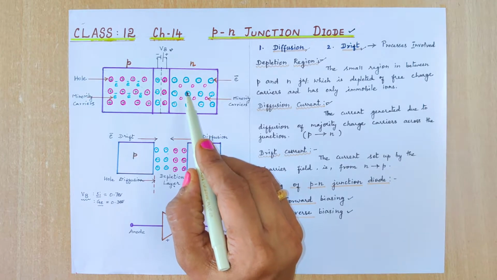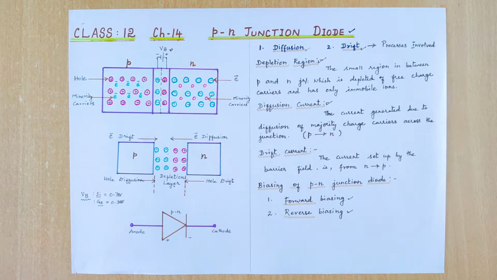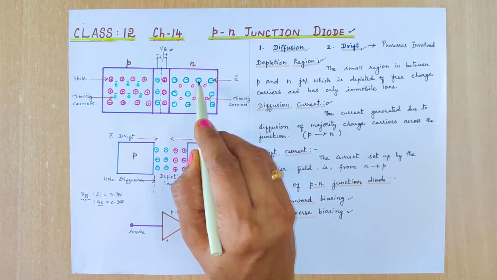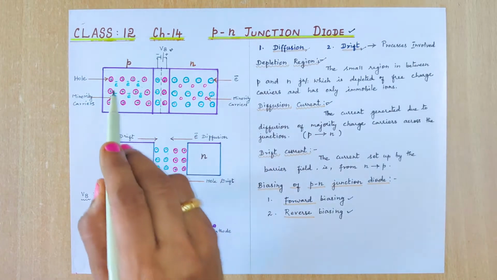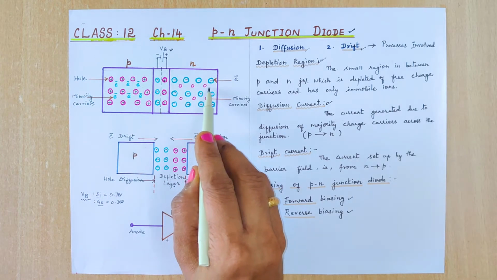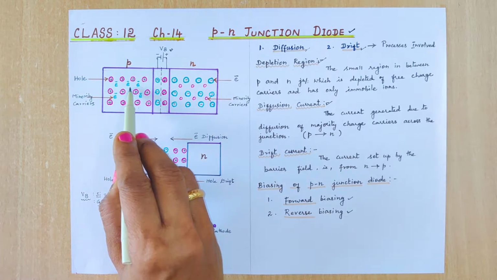Here, because of the doping process, the concentration of majority charge carriers, electrons, will be more in the N region and holes will be more in the P region, with holes as the minority charge carriers on the N side and electrons as the minority charge carriers on the P side.